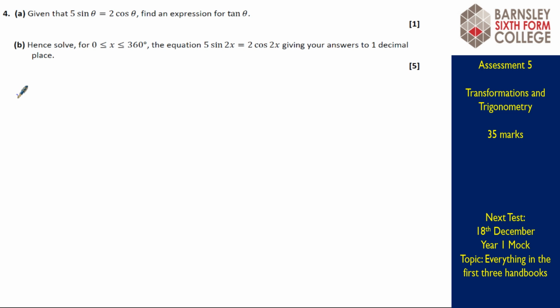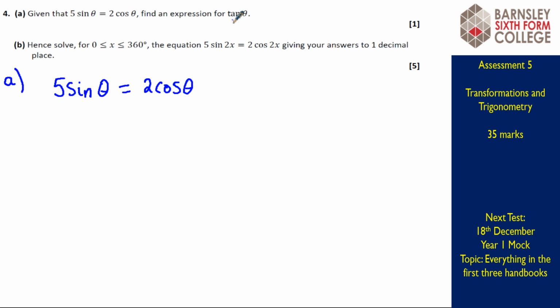So we can move on to 4 now. I'm going to do this in 2 parts. I'm going to do part A first on this slide, and we'll do part B on the other. Starting with A, now this is just 1 mark, so we're either going to get this correct or incorrect. So we start with 5 sine theta equals 2 cos theta.